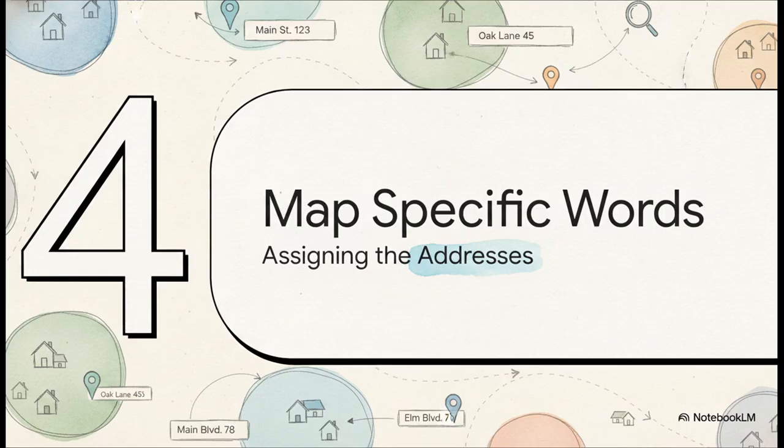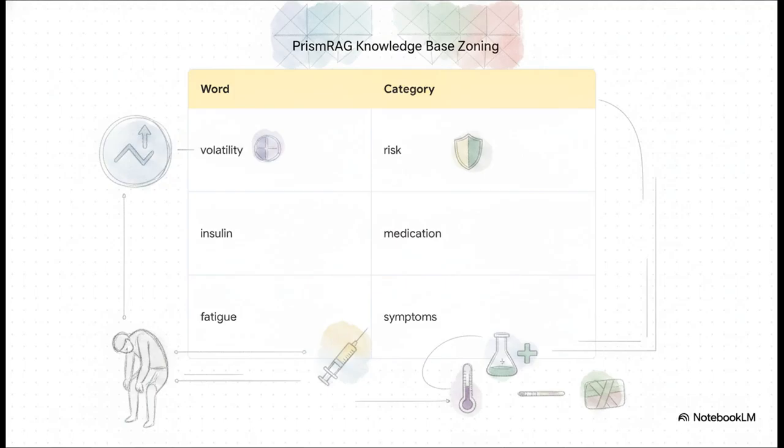Assigning the addresses. Now we get to the really good stuff. This simple but incredibly powerful table is your Tier 1 rule mapping. You are literally hard-coding specific terms directly to your core categories. Take a look at that first row. The word volatility is permanently assigned to the risk category. This means when the AI sees the word volatility, it is physically forced to keep that chunk of text in the risk bucket, even if it happens to pop up in a document about growth.